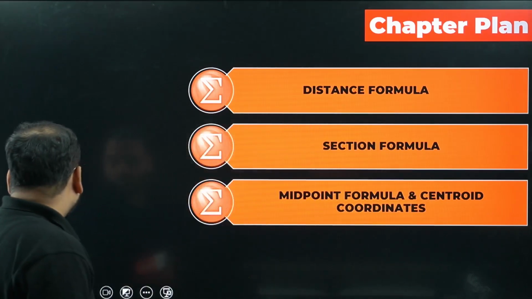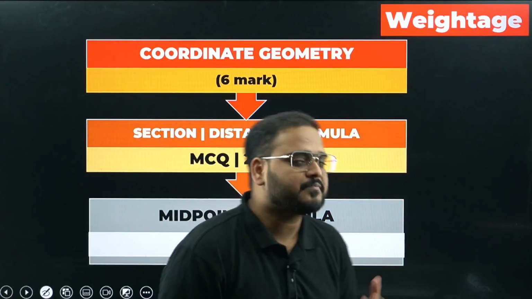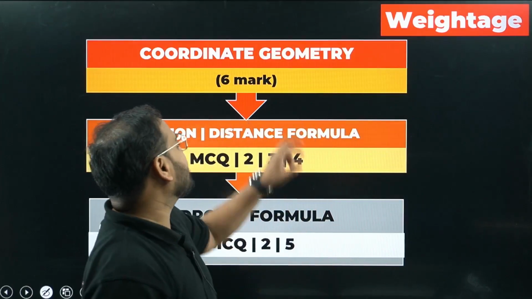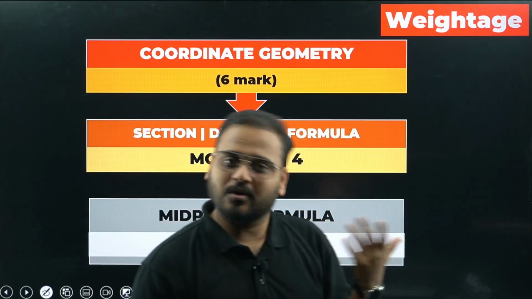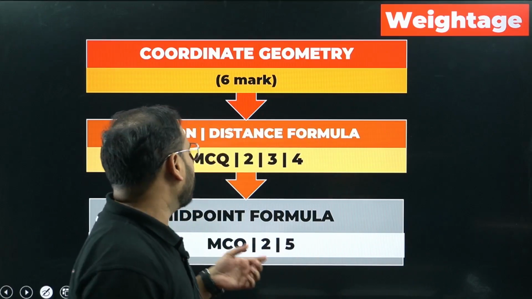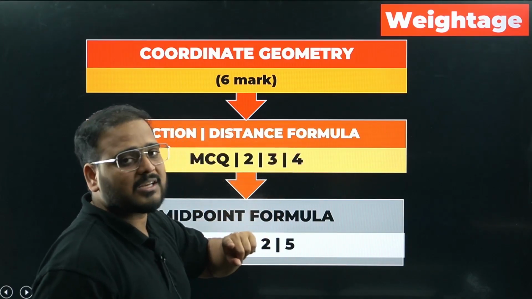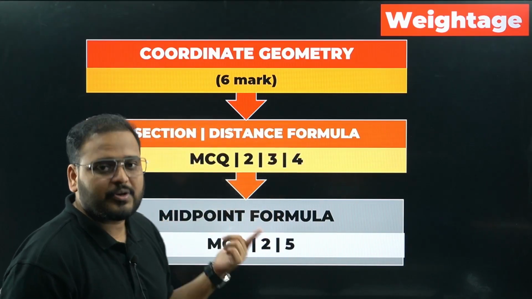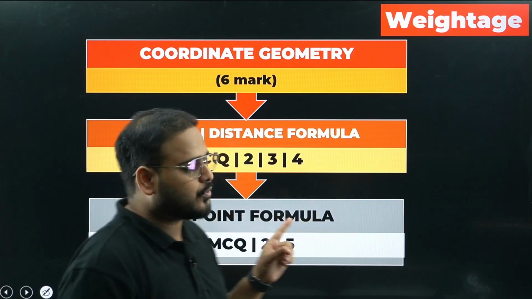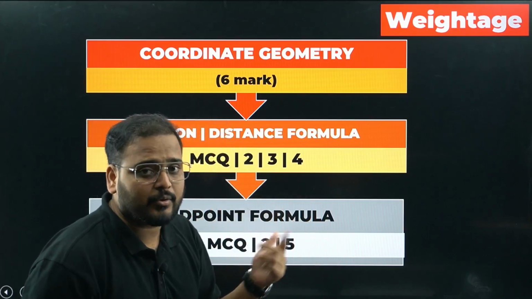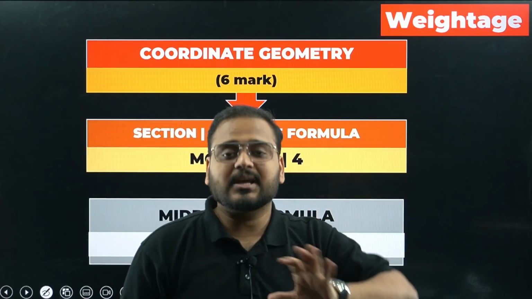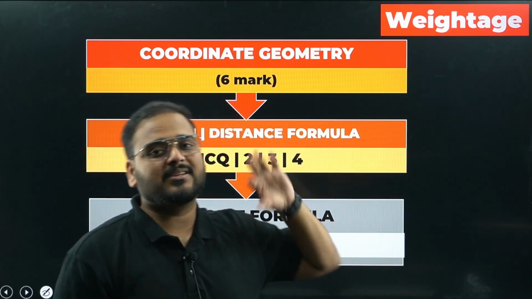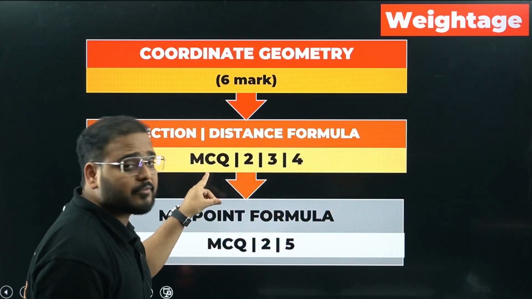You will see the weightage here: a total of 6 marks comes from this particular unit, or chapter. For the section and distance formula, you can expect MCQ questions, and you may see P by Q questions also. A 2-marker can also be asked. I'm not saying these will be asked together. I'm saying this kind of question can be expected from this particular chapter. An MCQ can be expected from this particular topic.